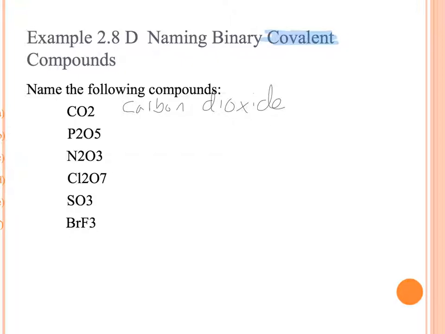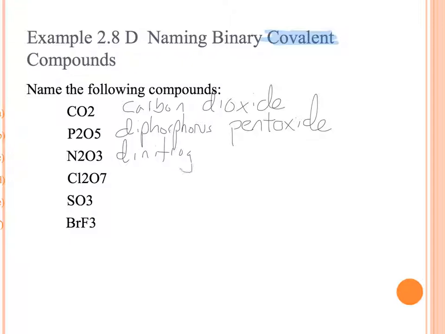Next one we get is P2O5, which is going to be diphosphorus pentaoxide or pentoxide. I don't know if there's a real penta or pentoxide. Either one of those is fine. And we know all of these are covalent because they're made up of nonmetals on the right side of the periodic table. 2 nitrogens here is dinitrogen. 3 oxygens is trioxide.